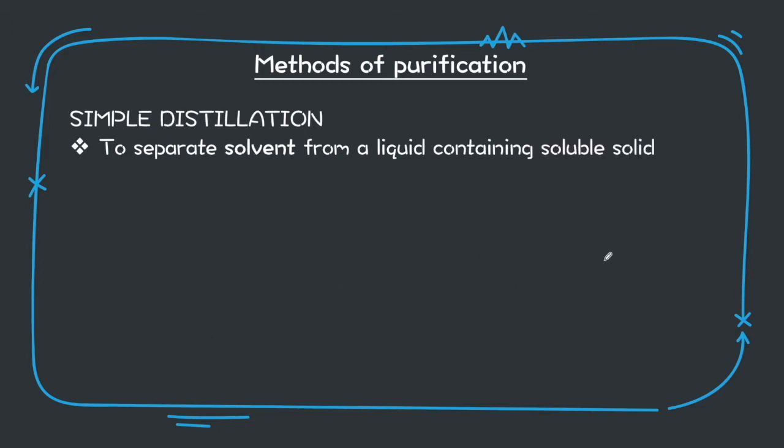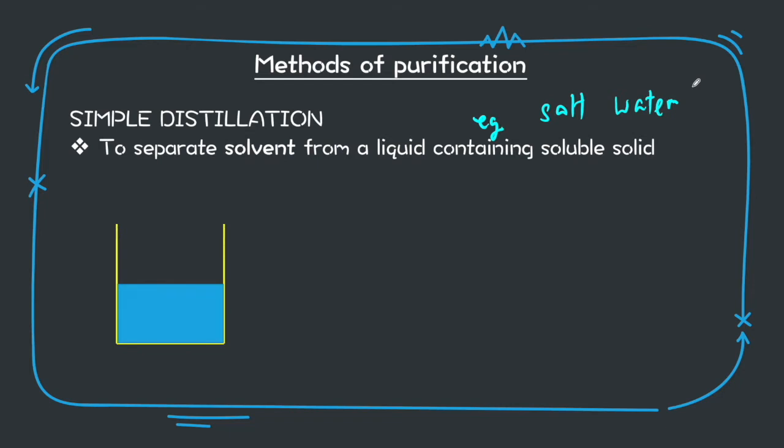Alright, the next one is simple distillation. It is to separate solvent from a liquid containing soluble solid. Again, what does it mean? It means salt water, because your salt can dissolve in water. So instead of receiving the solid, now we want to collect the water. So repeat the same setup. Dissolve the salt in the solution to get your salt water.